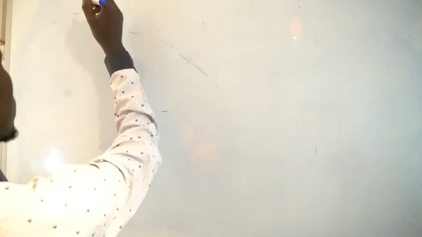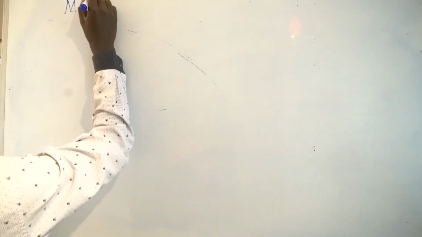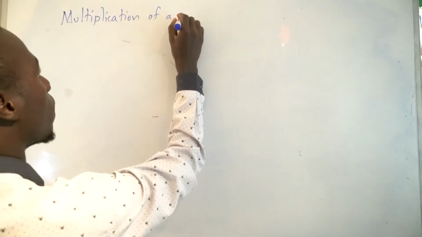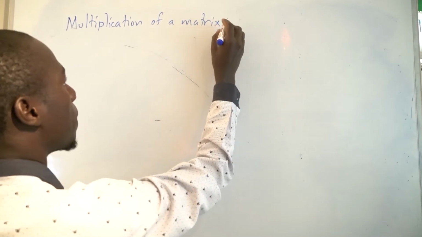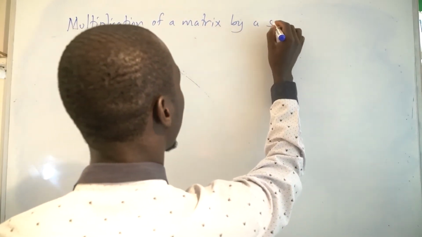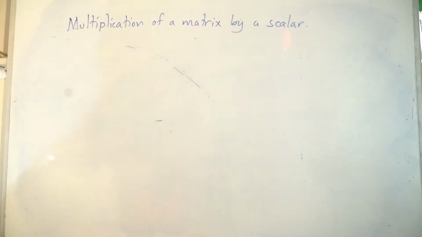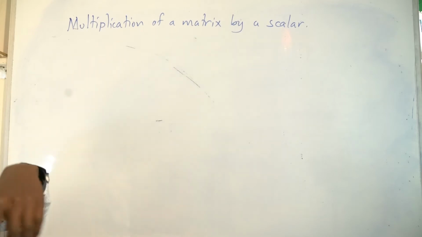In our lesson 3 today in matrices, we are going to talk about the multiplication of a matrix by a scalar. A scalar is like a constant. Something I never talked about: when a matrix is one, we call it a matrix; when there are many, we call them matrices.